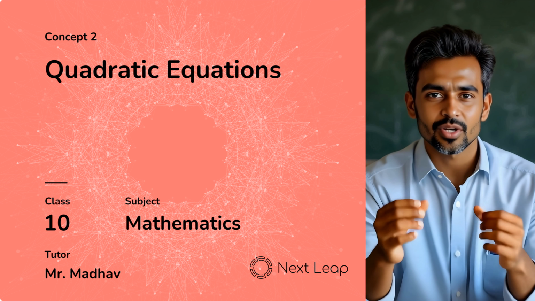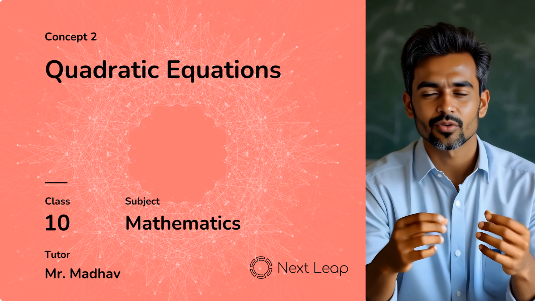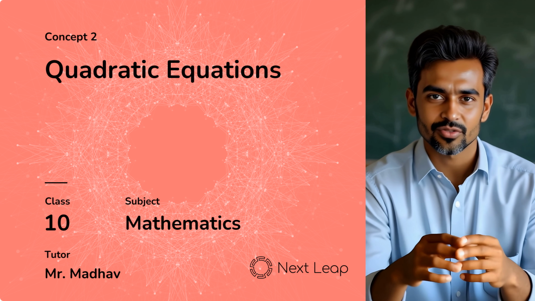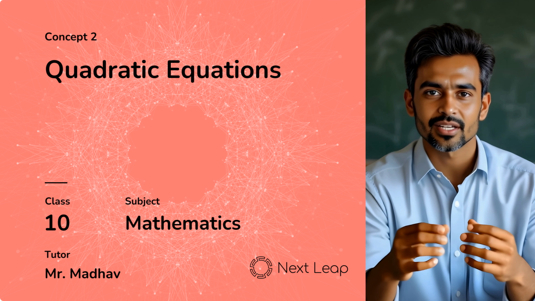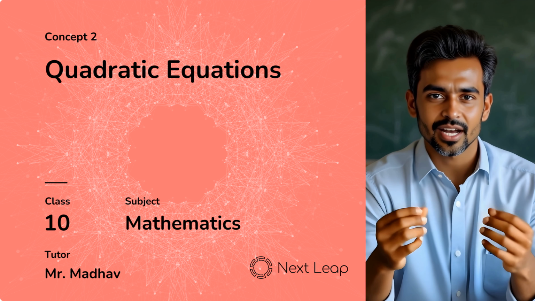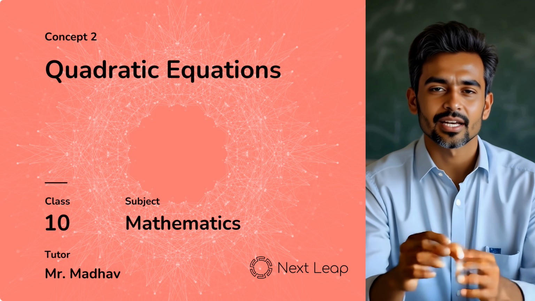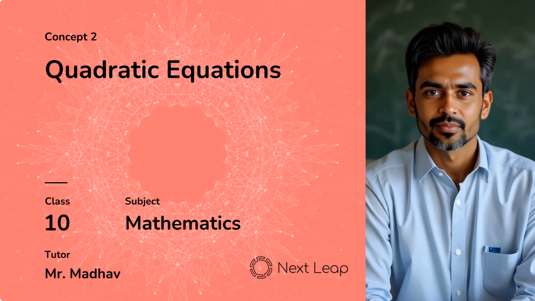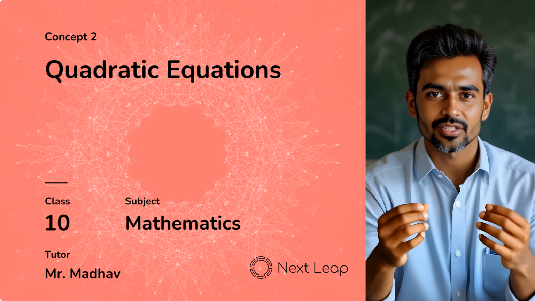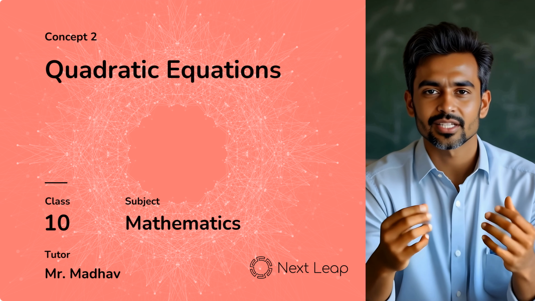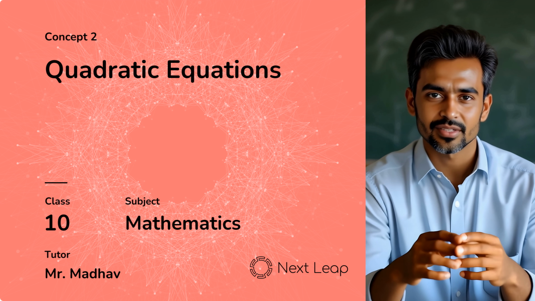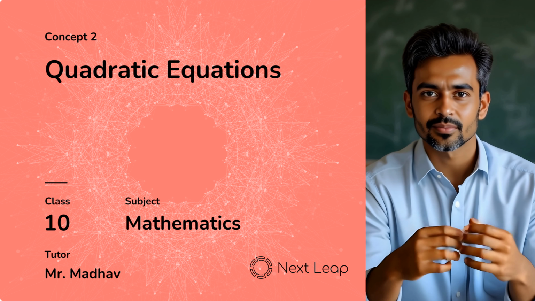A quadratic equation is one where the highest power of the variable, usually x, is 2. The general form is ax² + bx + c = 0, where a, b, and c are real numbers and a is not equal to 0. For example, 2x² + x − 300 = 0 is a valid quadratic equation. Notice the x² term. That's what makes it quadratic.